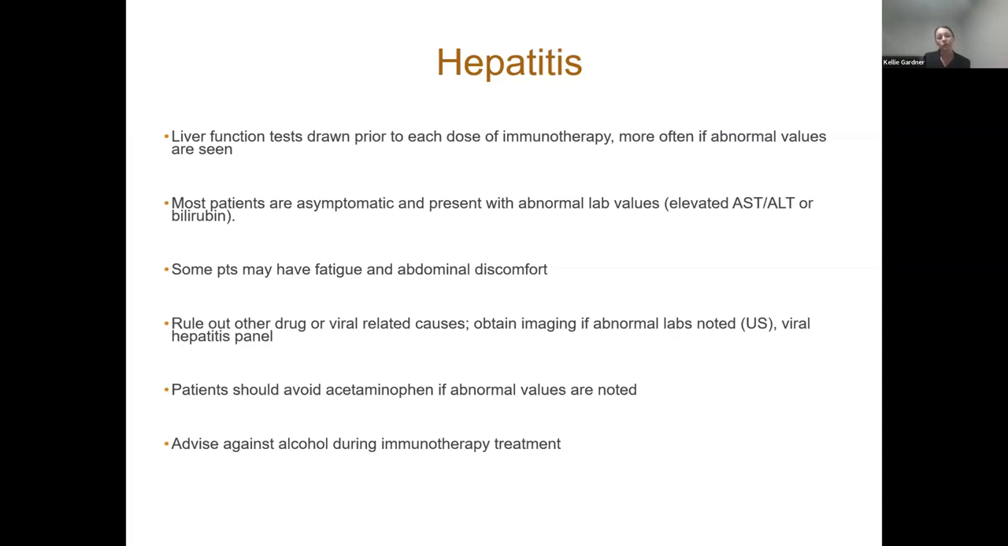We do want to rule out other drug or viral-related causes, get imaging such as an ultrasound if indicated, and do a viral hepatitis panel to make sure this isn't a viral activation of hepatitis instead of an autoimmune process. If we start seeing the liver function test uptrend, we do recommend holding acetaminophen to avoid additional stress on the liver. And we also advise against alcohol during immunotherapy treatment, particularly with the combination treatments where we can see more hepatitis.